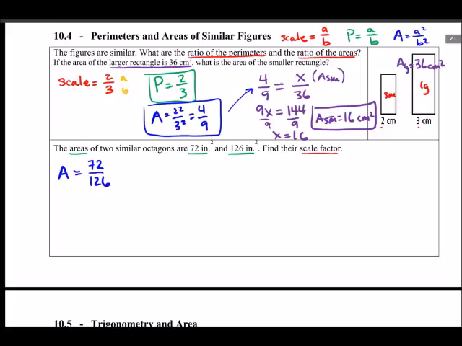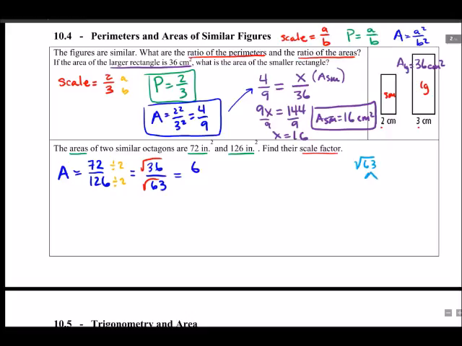And I need to square root these, but I am going to reduce them if at all possible. Getting them smaller is better. So I can divide them both by 2. That gets me 36 over 63. Well, 36 is nice. 36 is a perfect square. So we're going to square root them now. And that equals 6. And we need to do the square root, simplify our radical here.